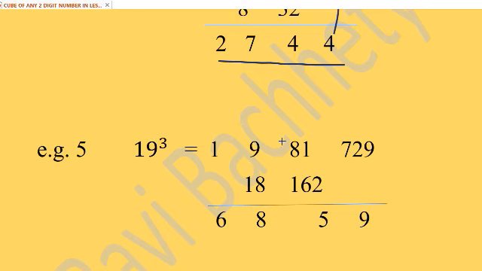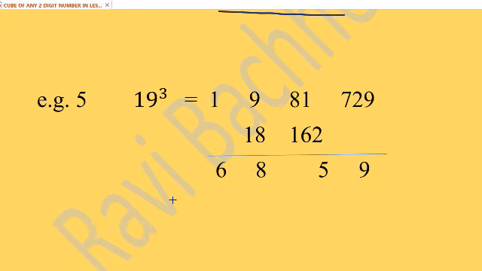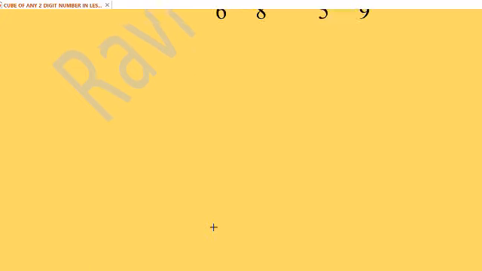How? 1, then 9, 9 square is 81, 9 cube is 729, single digit here, carried forward, add and so on. Do it by yourself, it is a practice question for you. Okay, so this was our second technique, applicable only for those questions in which the first digit is 1.